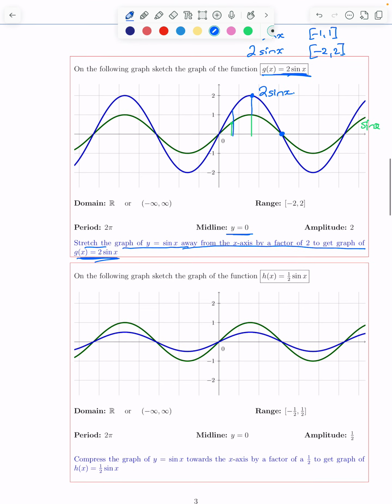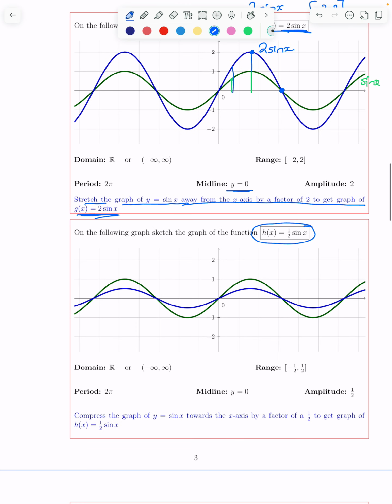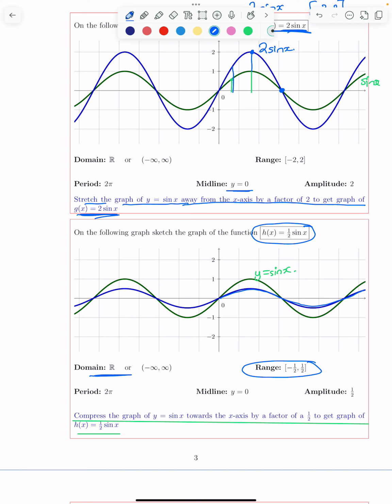Okay, and then similarly, to get the graph of a half sine x, we take the graph of sine x here. This green is sine x, and if we compress that graph towards the x-axis by a factor of a half, we get half sine x. Okay, so everything's been compressed down to give us that half sine x, and the range there is from -1/2 to 1/2. Domain is all real numbers. The period is still 2 pi. Things still repeat themselves after 2 pi.